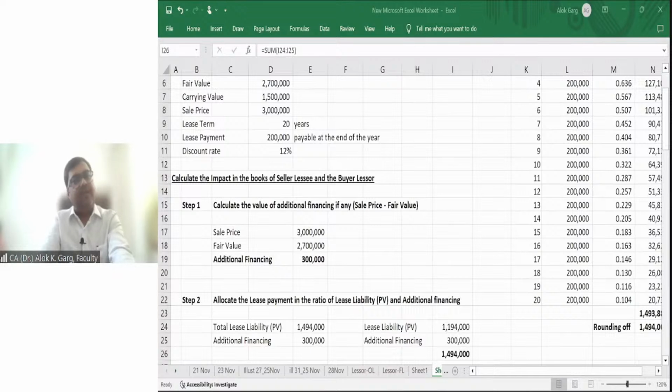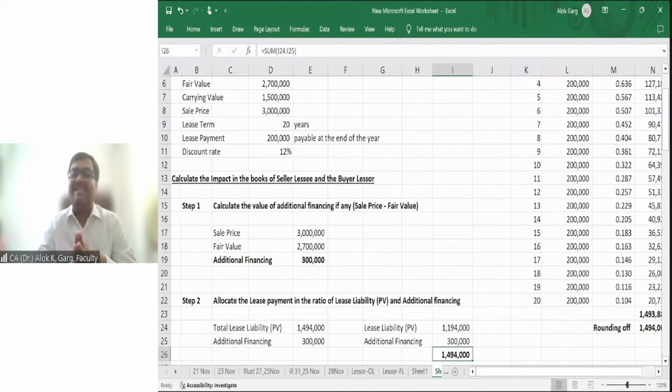Please do let me know if you have any question relating to the exemption with respect to low value leases, right? Then sub lease accounting and sale and leaseback accounting. Please do let me know if you have any question relating to these three aspects which I have covered today, or any other aspect which I have covered in the last 4 classes.